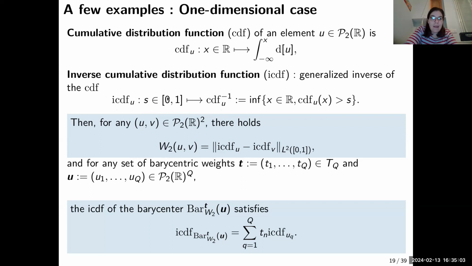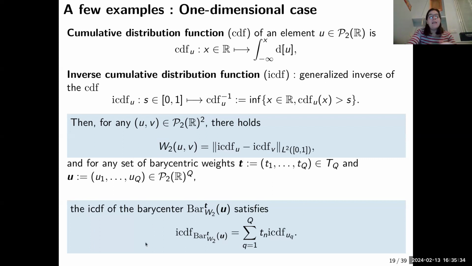And these inverse cumulative distribution functions, you can prove that they are square integrable functions, and you can express the Wasserstein distance between two probability densities U and V as the L2 norm of the difference between their ICDFs, their inverse cumulative distribution functions. So this is an easy way to characterize this Wasserstein distance by means of these inverse cumulative distribution functions.